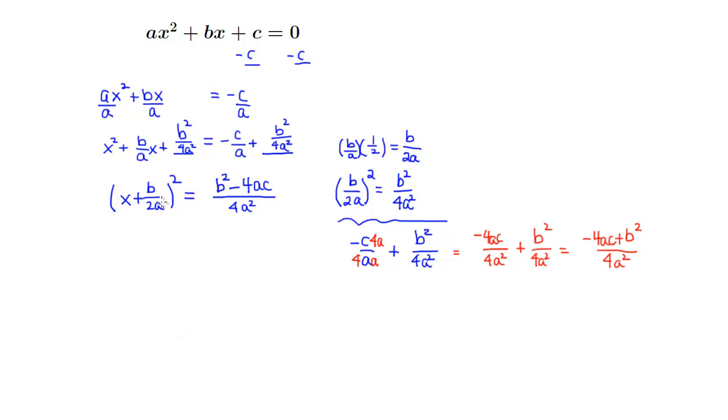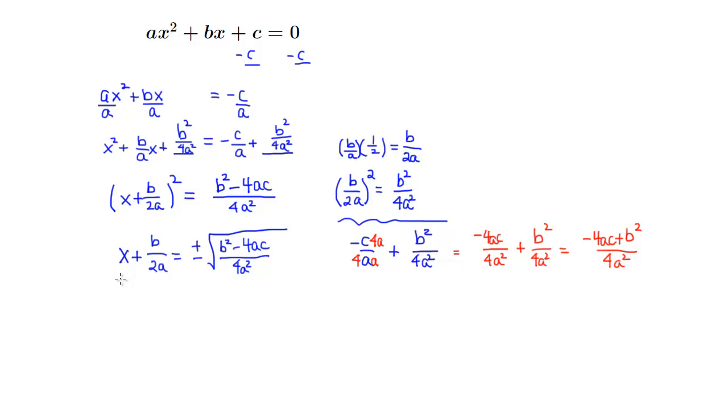How do we finish? We use the square root property. We have a quantity squared equals a number. To finish, we take the square root of both sides, so that tells us that x plus b over 2a equals plus or minus the square root of this whole side, which is b squared minus 4ac all over 4a squared.